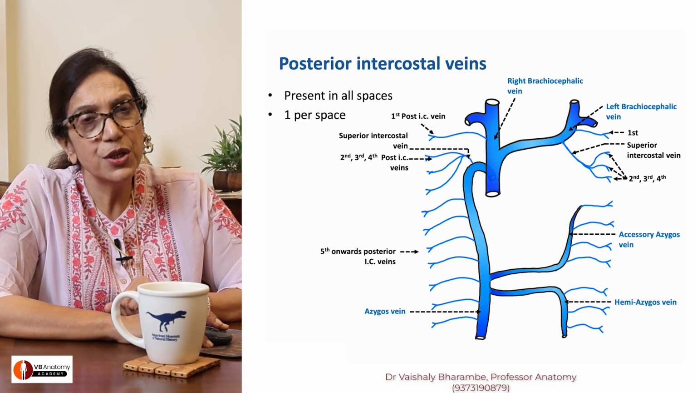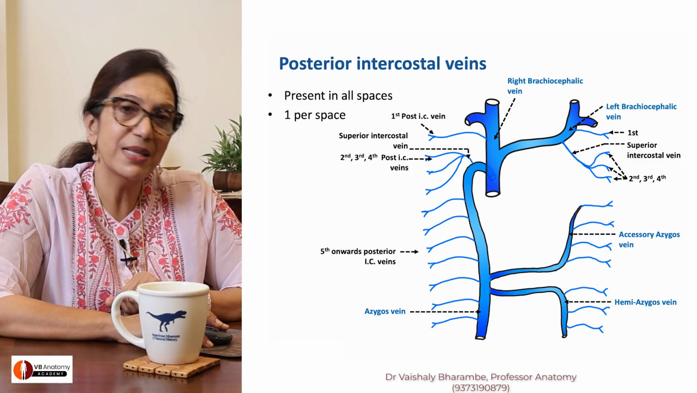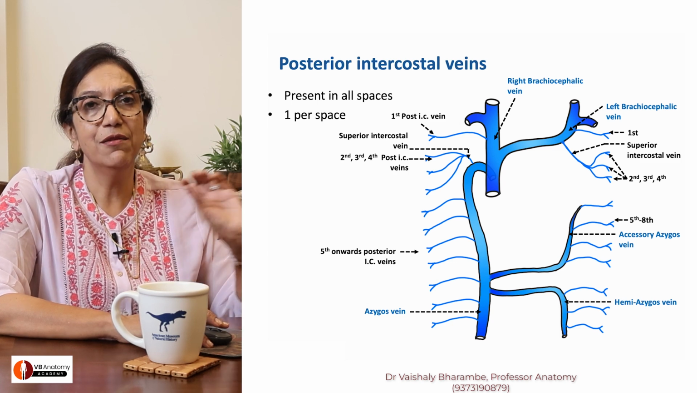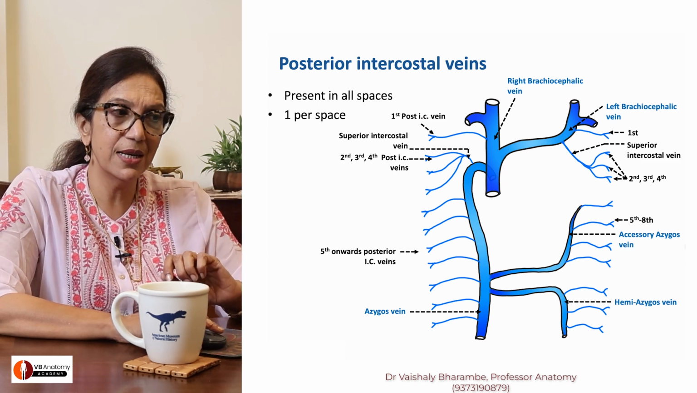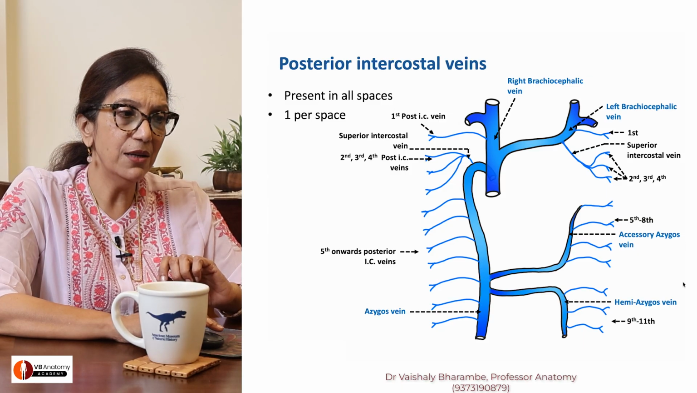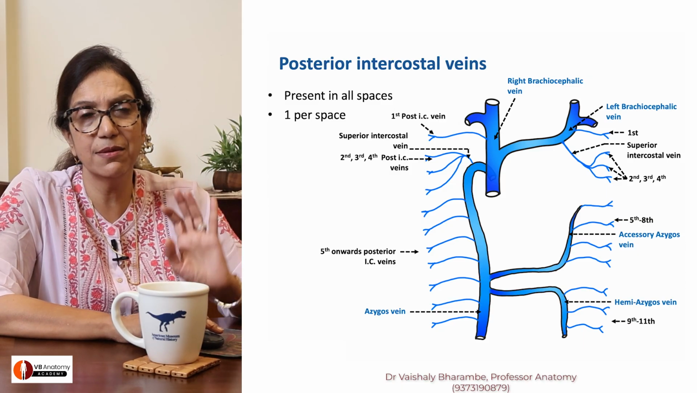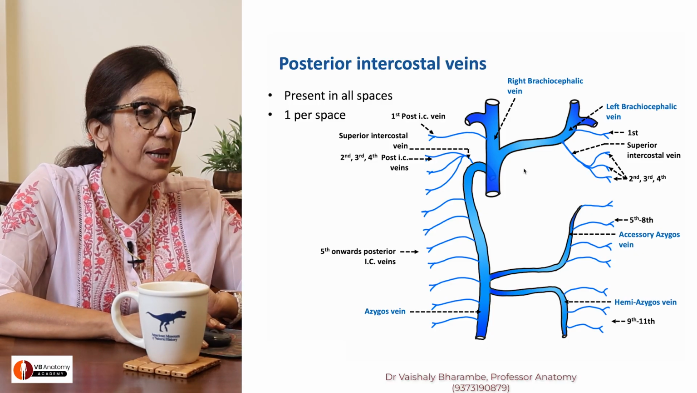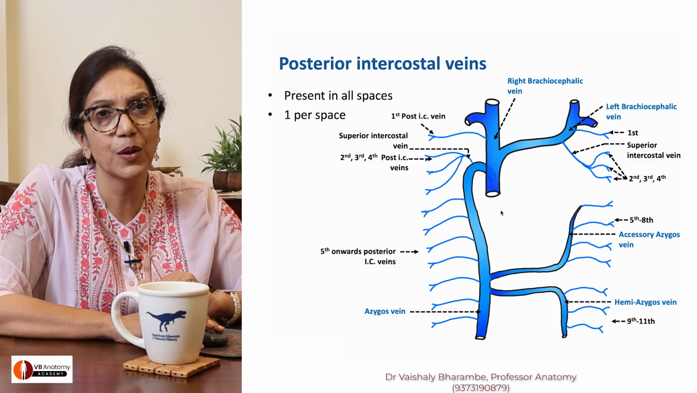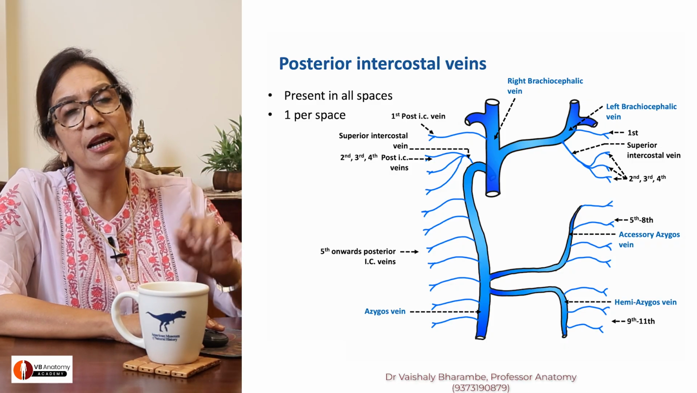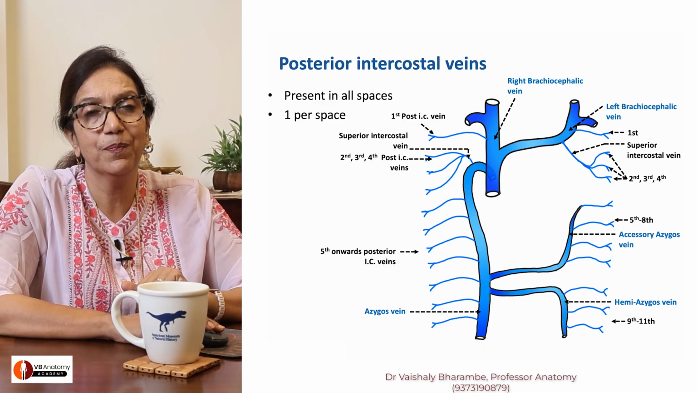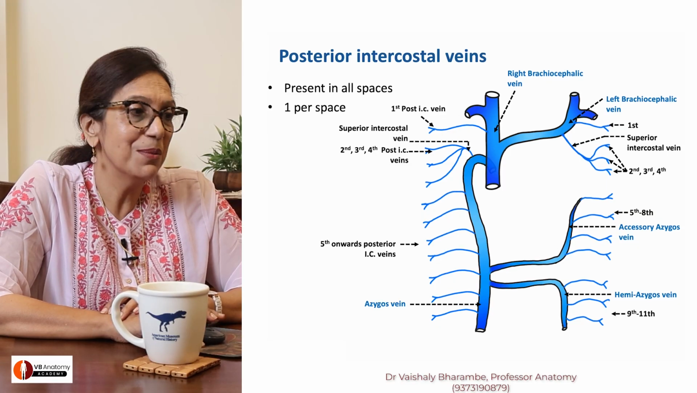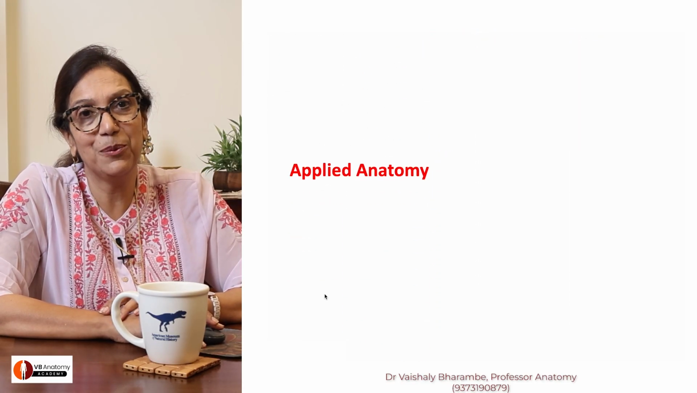Fifth onwards, posterior intercostal vein on the right drain into azygos vein. On the left side, situation is a little different. 5th to 8th drain into accessory azygos. 9th to 11th drain into hemiazygos veins, which in turn cross midline and drain into azygos veins, which drains into superior vena cava. Okay. Now, this is a basic network of veins that you must remember. You must know. Okay. More than that, let me take you to some very important applied anatomy now.